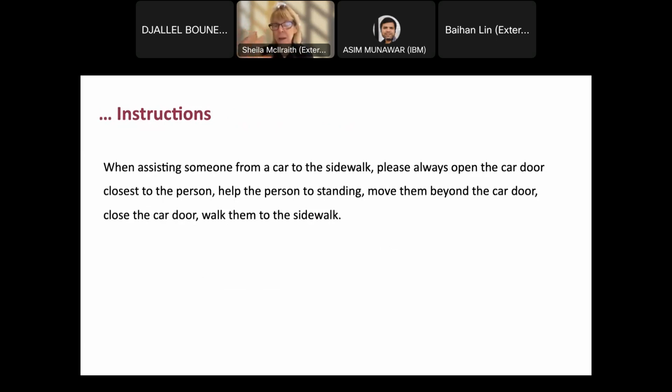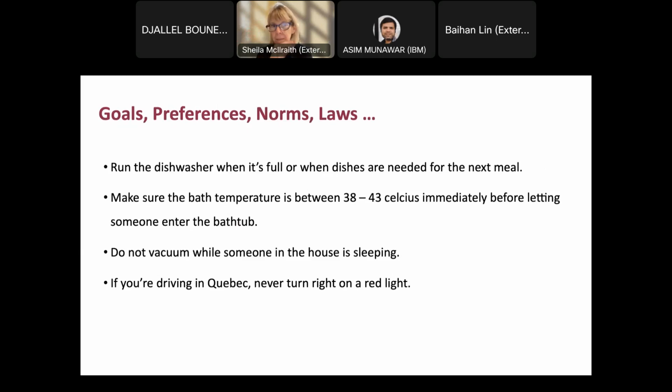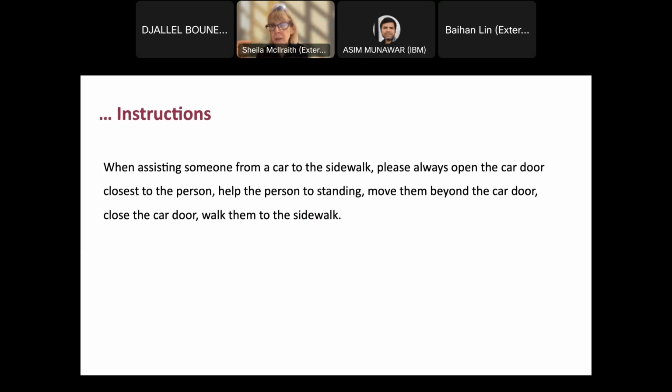What's important about these is that many of them are temporally extended. They're not just about the state or the state, action, successor state, but they're behaviors that extend over a period of time. They're also conditional, and can have interesting conjunctive or disjunctive behavior. Just to bring that home a little bit more, here's an example of an instruction. When assisting someone from a car to the sidewalk, please always open the car door closest to the person, help the person to standing, move them beyond the car door, close the door, and then walk them to the sidewalk.